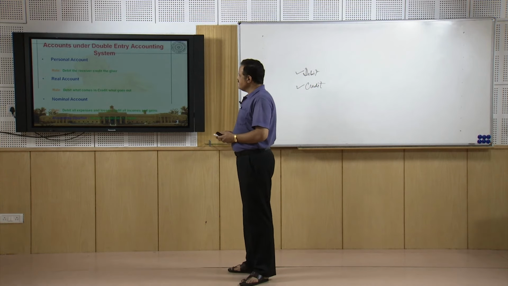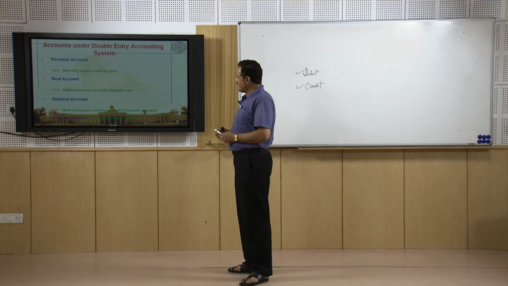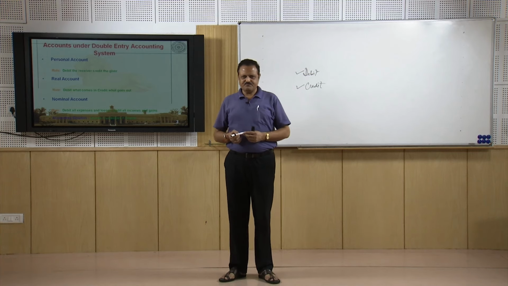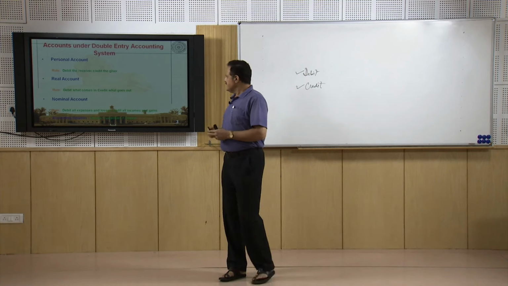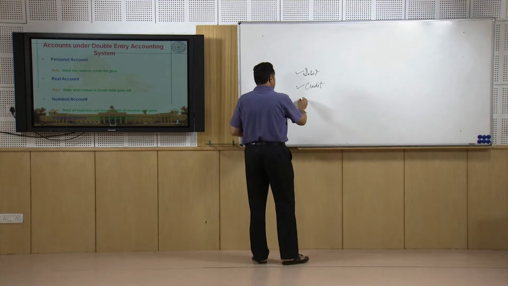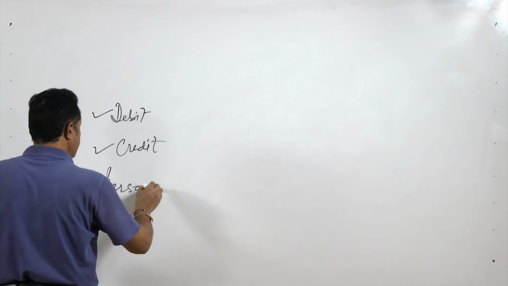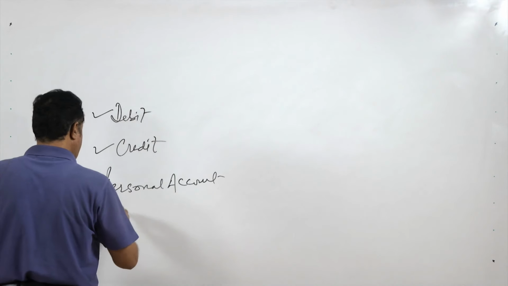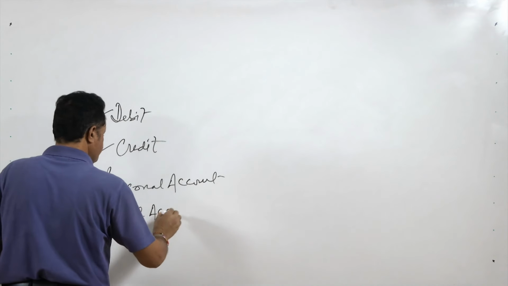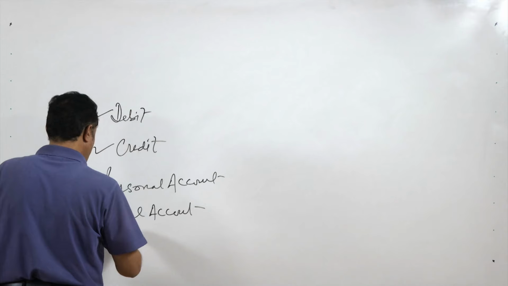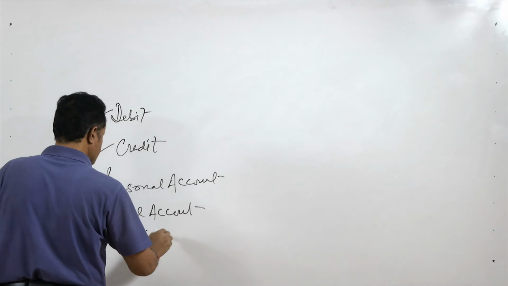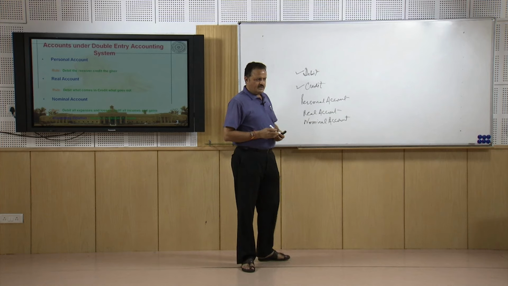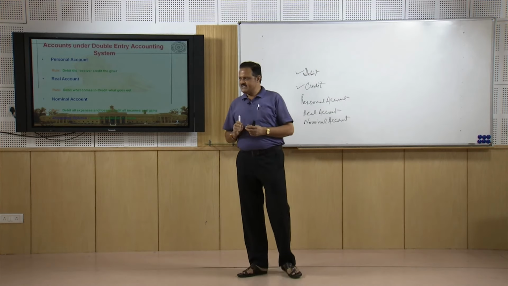Now we talk about the three different types of accounts which we normally use for preparing the financial statements. These are three accounts, as I have written here: personal account, then real account, and then nominal account. These are the three accounts which we normally recognize in every transaction.